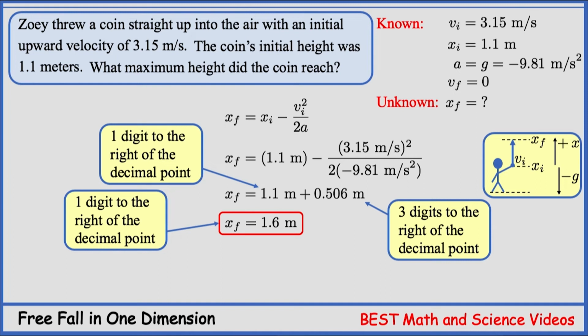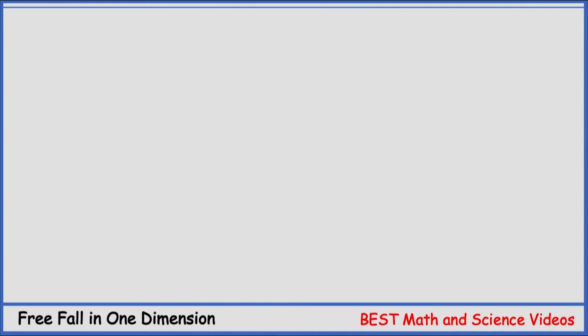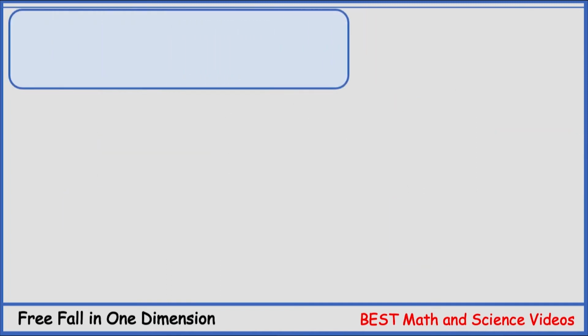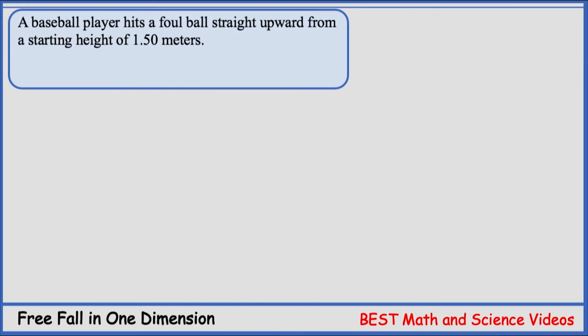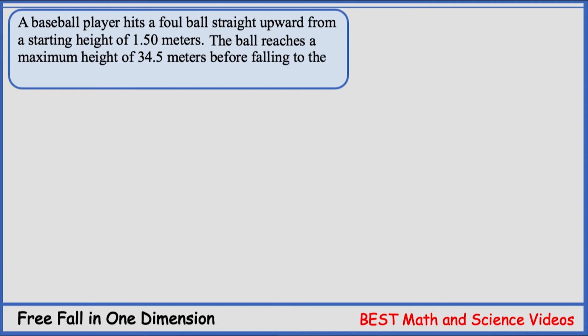Okay, let's look at one last problem. This one is a little more difficult. A baseball player hits a foul ball upward from a starting height of 1.50 meters. The ball reaches a maximum height of 34.5 meters before falling to the ground. How long does the ball stay in the air?